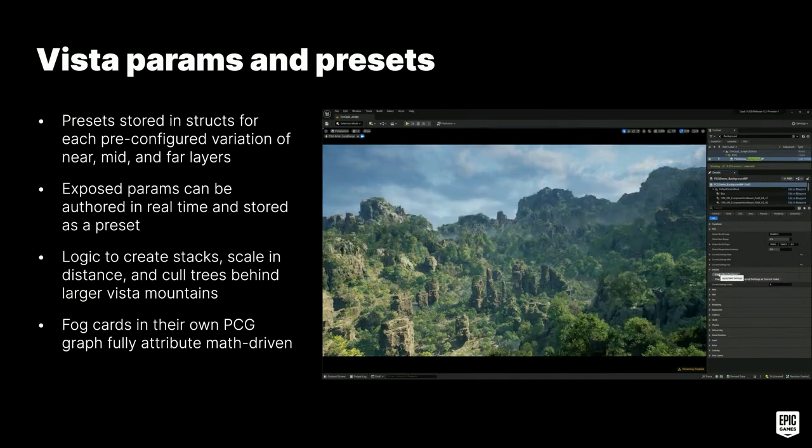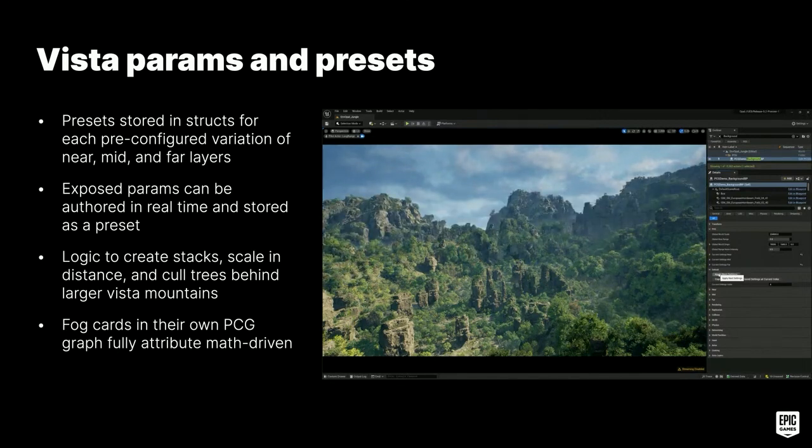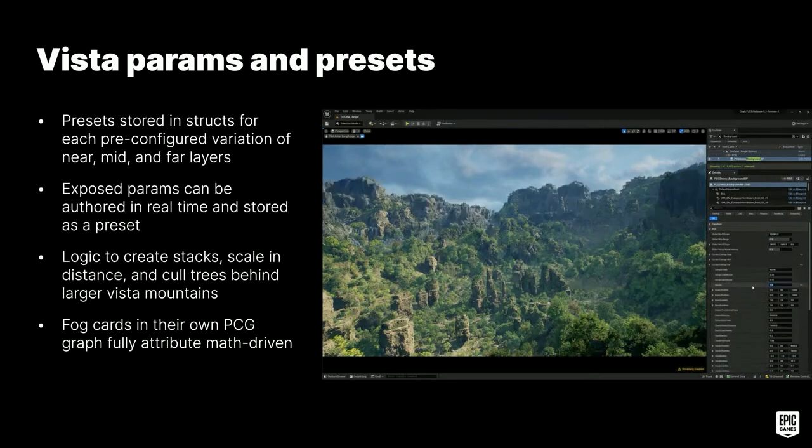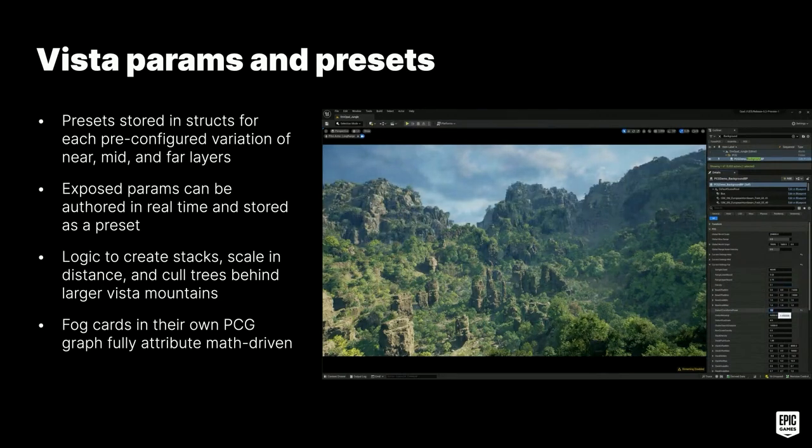And within all of the rules of the demo, we heavily rely on attribute operations. Through those operations, we scale things based on distance. We create stacks of mountains and cull trees behind those mountains. We reorient the fog cards toward the center of the world. And we even apply different vegetation material overrides per single tree in the forest based on the sun direction. And you can do so much more.